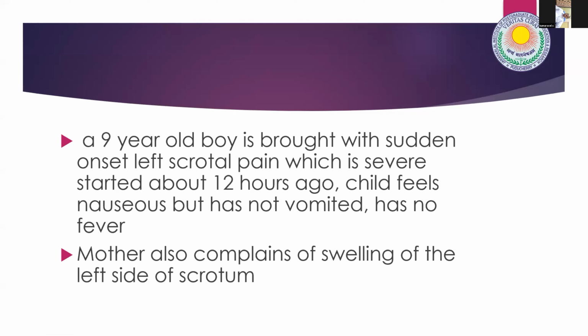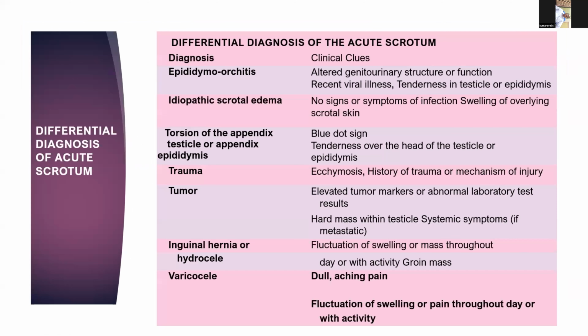Going to a totally different area, a 9-year-old boy is brought with sudden onset of left scrotal pain, which is severe, and parents say it started about 12 hours ago, and the child feels nauseous but has not vomited, and he has no fever. Mother also complains of swelling of the left side of the scrotum. This would be consistent with an acute scrotum. The most important and dangerous diagnosis is testicular torsion.